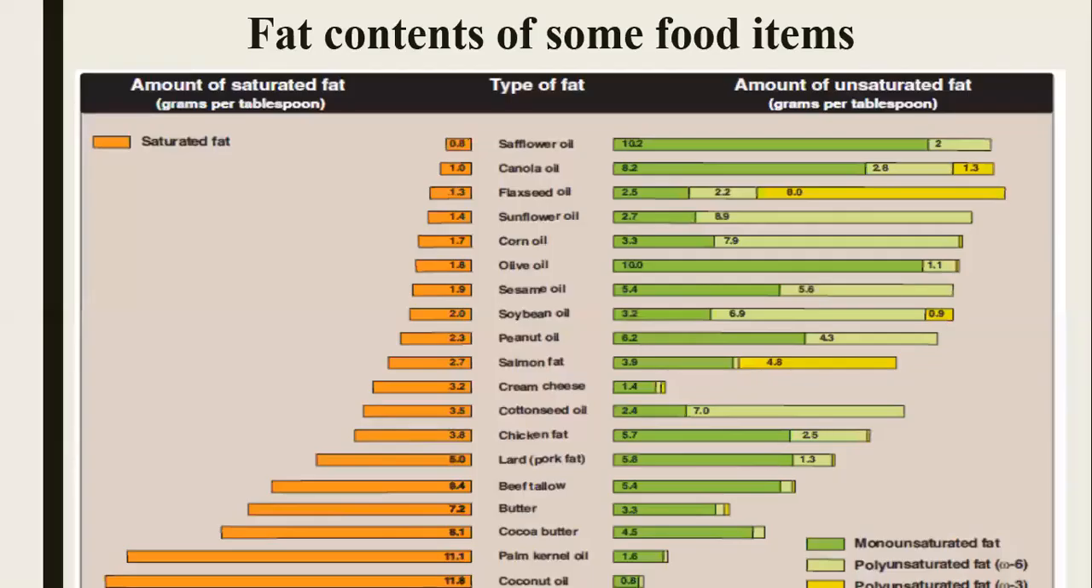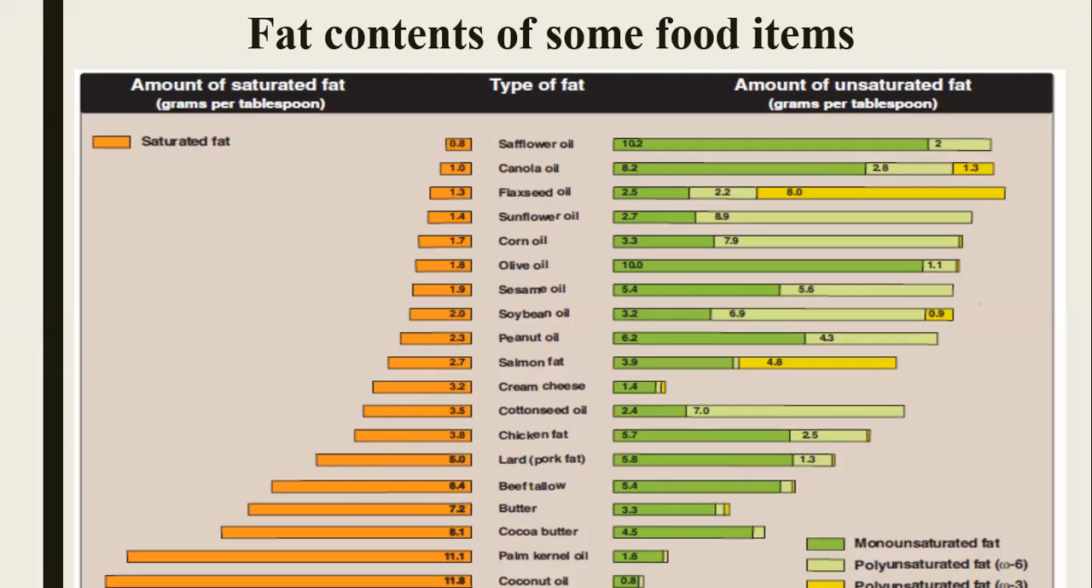Then this picture explains to us the fat contents of some foods. You see, this picture explains the types of the different fatty acids, that is the presence of saturated fatty acids, monounsaturated fatty acids, and polyunsaturated fatty acids of omega-3 and omega-6, which are contained in different food items which are utilized by us.